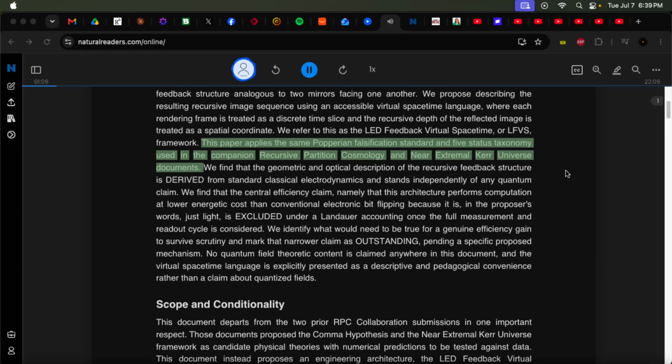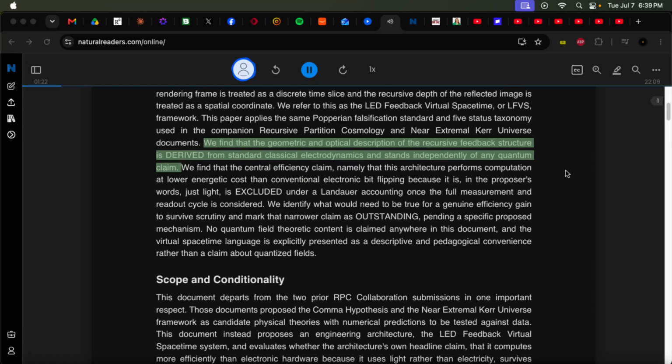This paper applies the same Popperian falsification standard and 5-status taxonomy used in the companion recursive partition cosmology and near-extremal Kerr universe documents. We find that the geometric and optical description of the recursive feedback structure is derived from standard classical electrodynamics and stands independently of any quantum claim.